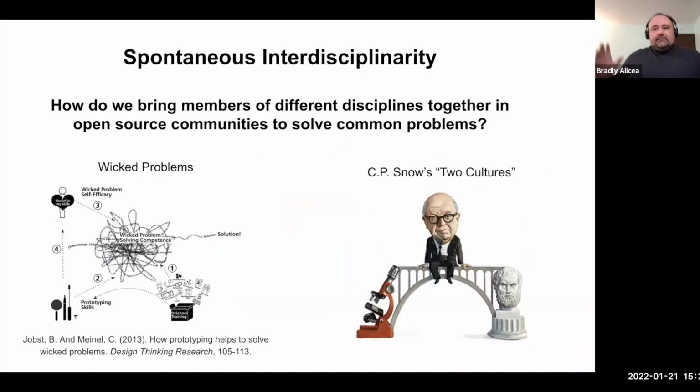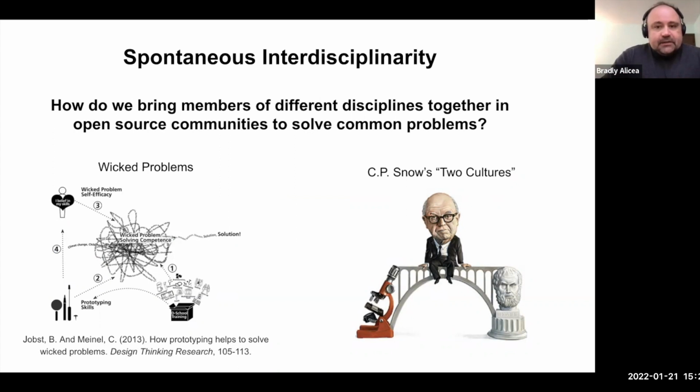So the first thing I'm going to talk about is this big idea of spontaneous interdisciplinarity. This is the idea that you can bring people together from different disciplines spontaneously into working groups and then accomplish great things in an open source context. So our question here is, how do we bring members of different disciplines together in open source communities to solve common problems? And this has a lot of practical implications.